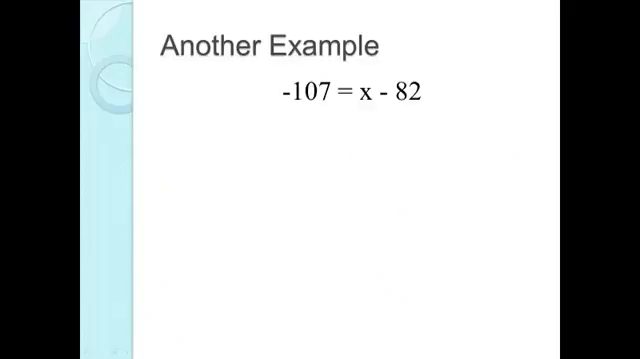Do not let an equation written this way throw you off. Some students prefer to rewrite the equation with the variable on the left-hand side. Others prefer to just leave it the way that it is and solve it. Remember your end goal. You're trying to isolate the variable. The number that is preventing x from being isolated is the negative 82.